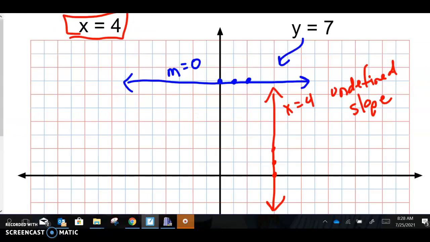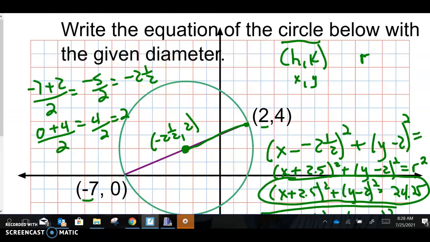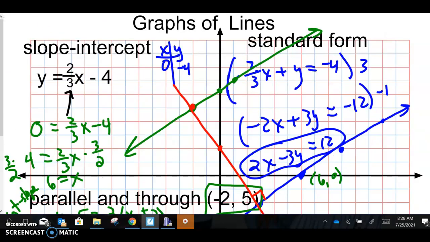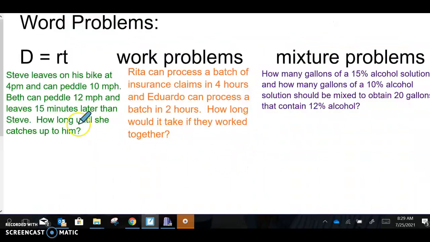The last thing I wanted to go over is section 1.2. We did circles in 1.3. We did lines in 1.4. I had shown you solving all those equations, whether they're consistent, inconsistent, or no solution, solving linear, absolute value, and rational equations. That was 1.1. 1.2 were these word problems.